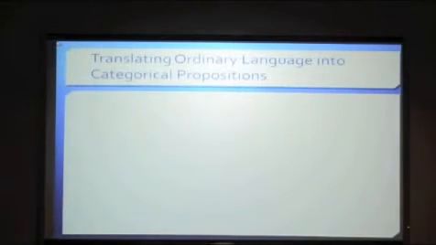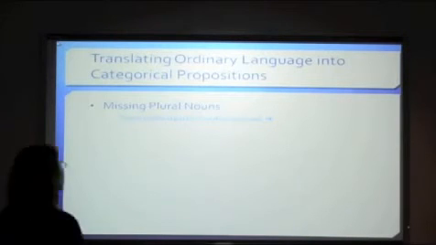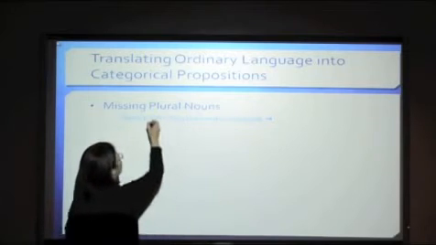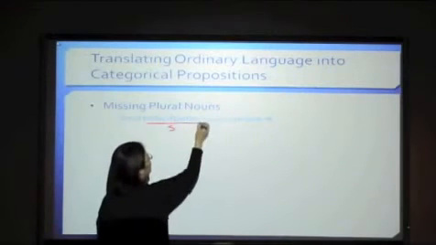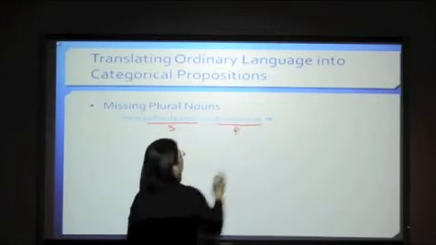So one problem that we might run into when we are translating ordinary language statements into standard form categorical statements is when the ordinary language statement is missing a plural noun as one of the terms or as both terms. Here we have an example of an ordinary language categorical statement: some political parties are disorganized. Notice that we are missing a plural noun for the predicate term. I'm going to walk into the frame to further show you what I mean. Here we have political parties, and this is the subject term, okay? And here we have disorganized, and this is the predicate term.